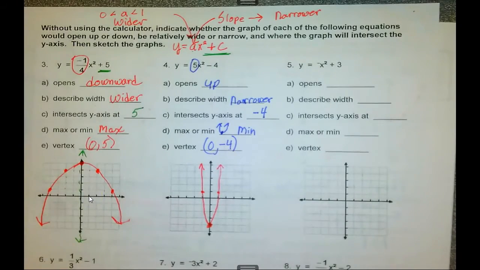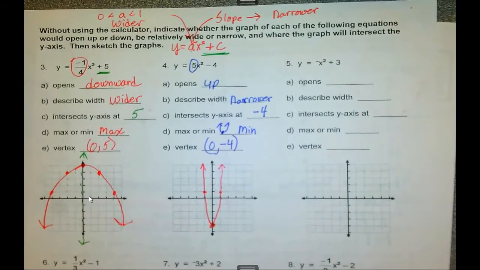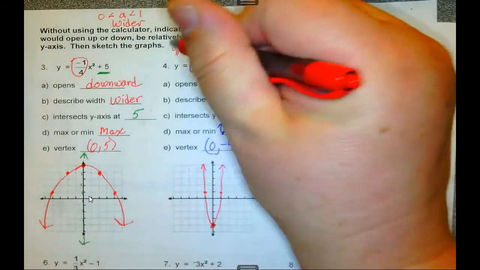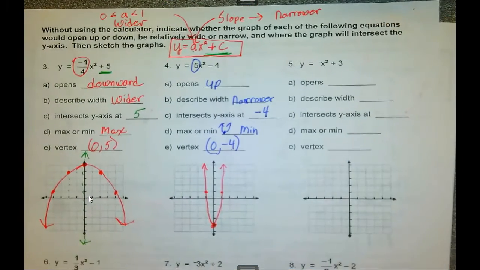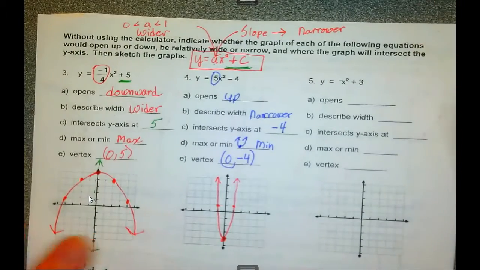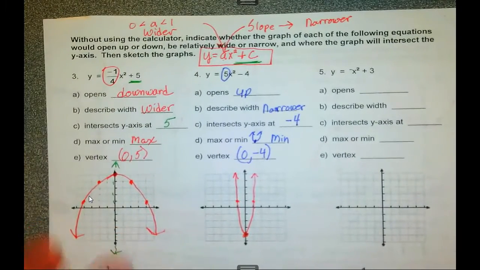All right. This was our parent function of our quadratic equation. y equals ax squared plus c gives us our parent parabola, parent function, y equals x squared. Okay, now let's talk a little bit about this a.